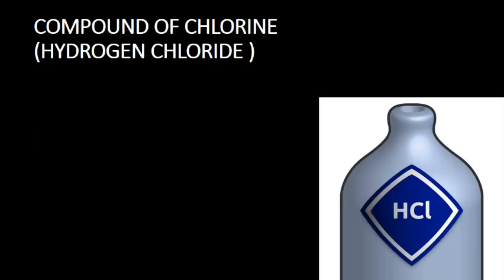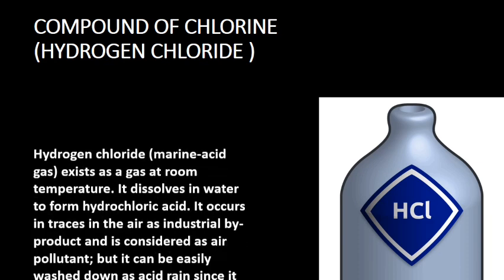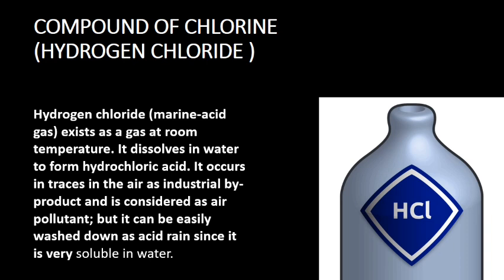Compounds of chlorine. So we have hydrogen chloride. Hydrogen chloride, that we also call HCl, is a compound of chlorine, that is chlorine combining with hydrogen to form hydrogen chloride. Hydrogen chloride, marine acid gas, exists as a gas at room temperature. It dissolves in water to form hydrochloric acid.